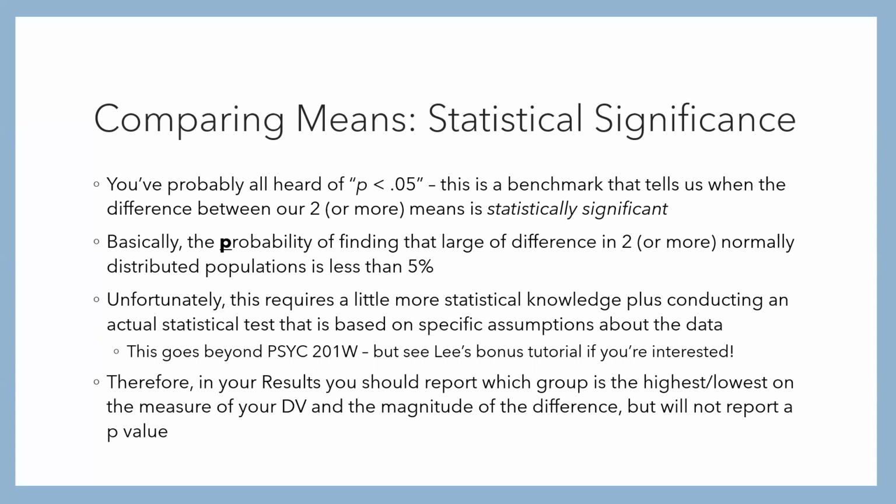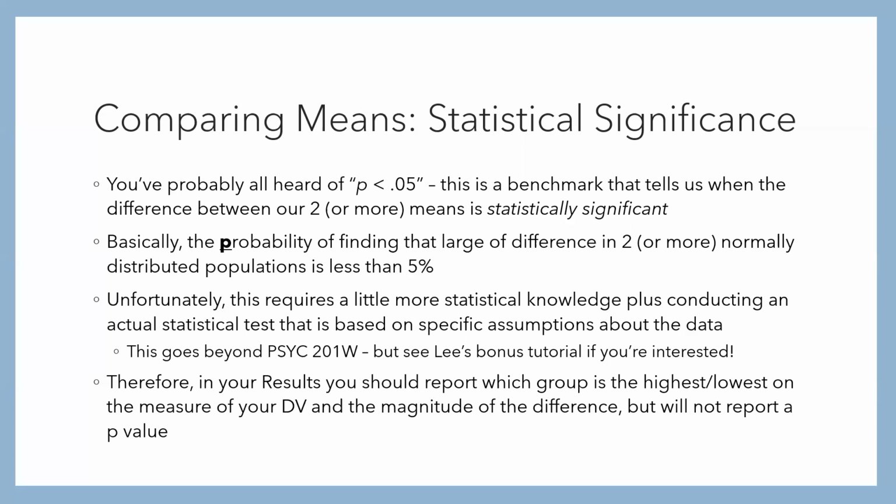So remember last week, that probability is less than 5%. Said differently, there was a 5% or less chance of finding that large of difference in means in two or more normally distributed populations with the same sample size as your own data. So statistical significance is a benchmark that demonstrates to us that it's pretty unlikely to find that large of difference between groups by pure chance. So we can tentatively conclude that there is a real meaningful difference between the groups for some reason, and hopefully that reason is due to your independent variable manipulation.